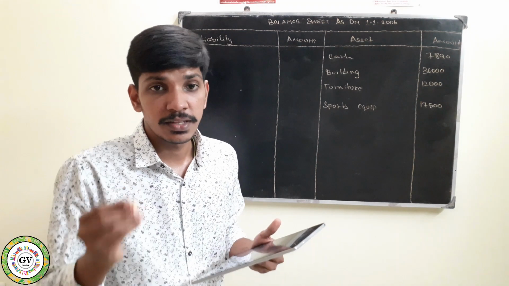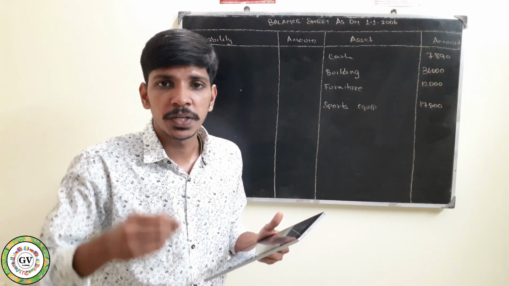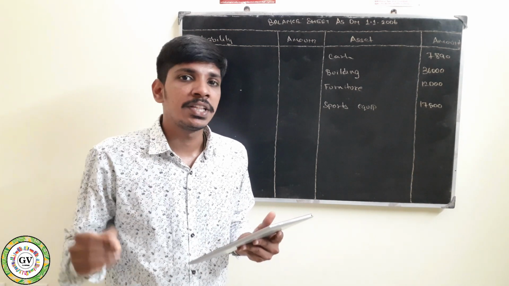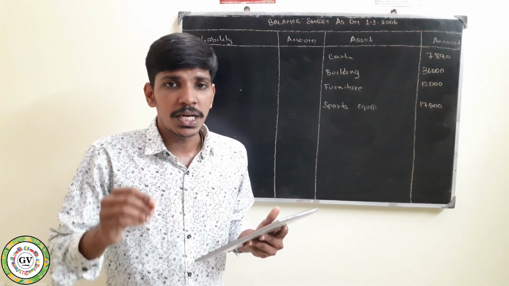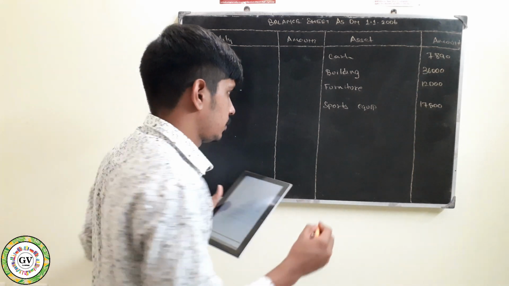For the previous year, there is an outstanding subscription. So the previous year outstanding subscription will be received in the current year. Therefore, in the current year, we are deducting the previous year outstanding subscription. Therefore, the previous year outstanding subscription will be shown in the opening balance sheet.